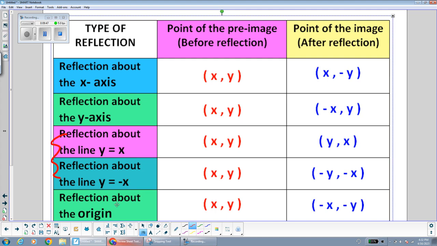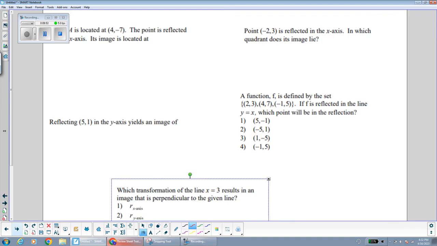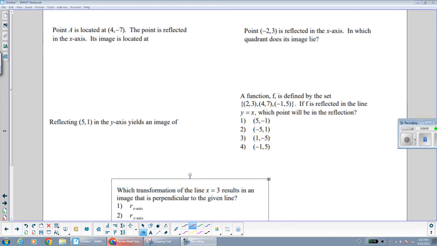The origin is the point 0, 0. We don't really do point reflection, so I'm not going to talk about that one. That doesn't really come up. Okay, you can do these ones super quickly now that you have the rules, or you can use a piece of graph paper. That's up to you.